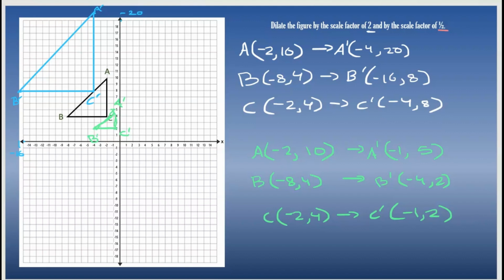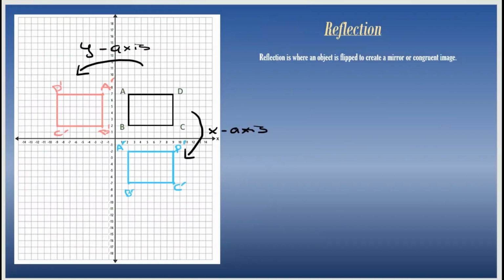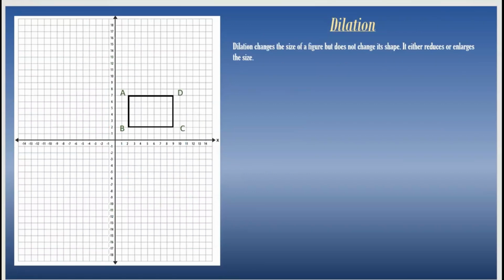Okay, and that is it for today's video. Basically, a little summary is that reflection is that you flip the image. Dilation is when you just multiply the coordinates by the scale factor.